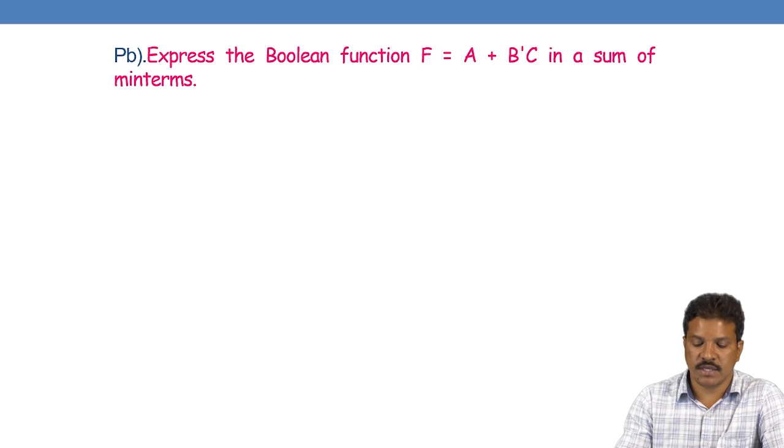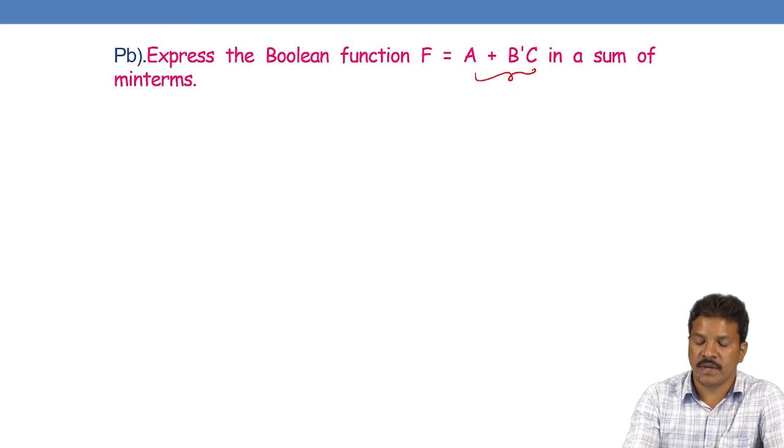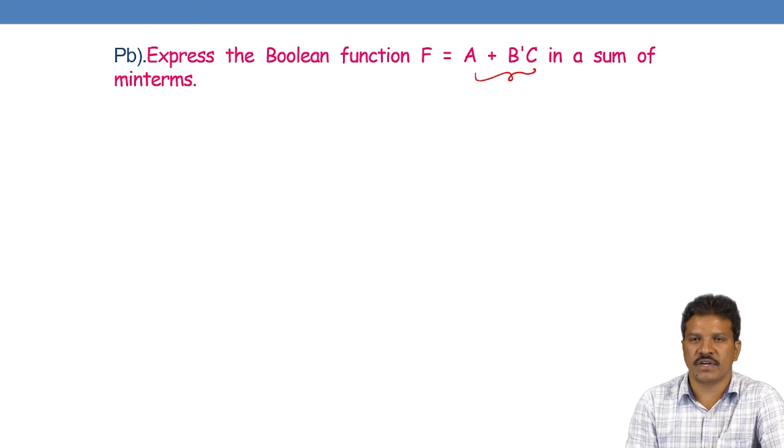Here the Boolean function is in a standard form. Standard form means each term can have one variable, two variables, or more. But in a canonical form, each minterm consists of all the variables. If it is a three variable Boolean function, each minterm consists of all three variables, either in normal or complemented form. So to express this function in a sum of minterms, we make each term consist of all variables.